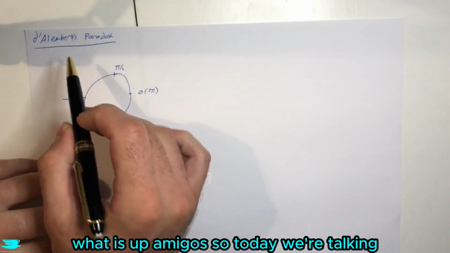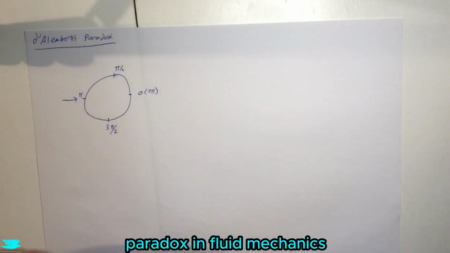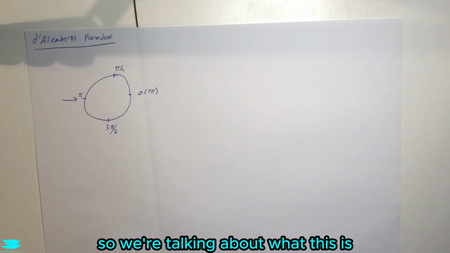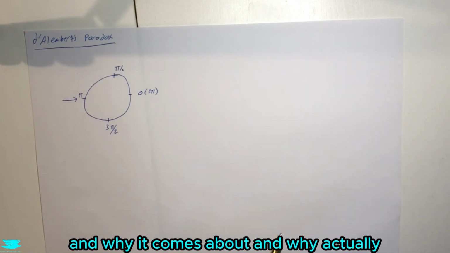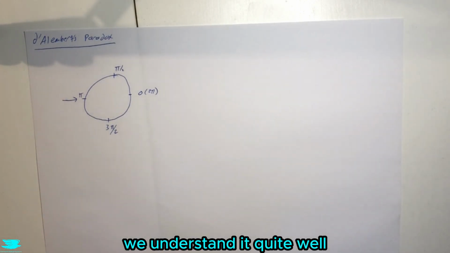What is up, amigos? Today we're talking about D'Alembert's paradox, and this is a very common paradox in fluid mechanics, and it's been around for quite a few hundred years. So we're talking about what this is and why it comes about, and why actually these days we know that it's not really a paradox, we understand it quite well.